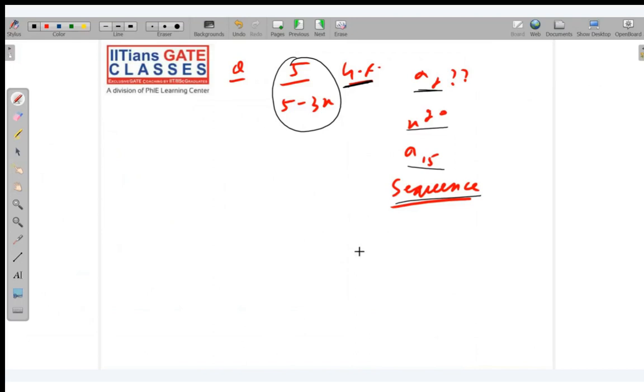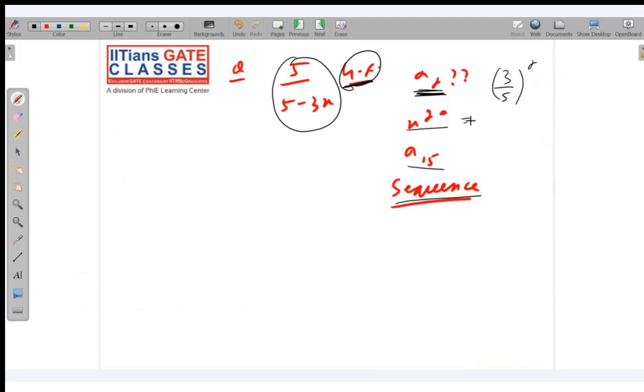3 by 5 power r will be the generating function. See, this is the generating function given. We want to find the numeric function. The numeric function will be 3 by 5 power r multiplied by 5. Okay, no need to multiply by 5 because if we do, we will divide by 5, so we will get this only. AR is 3 by 5 power r.